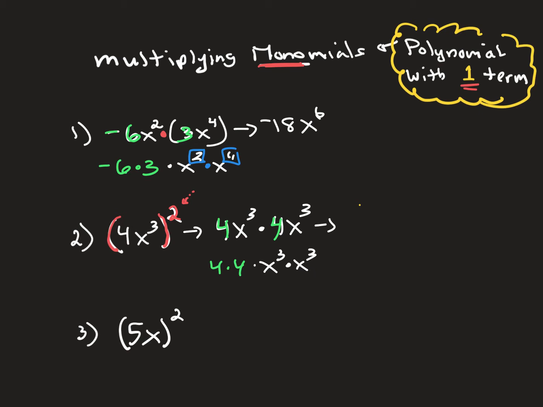And that is why our final answer is going to be 16x to the, and again, when you're multiplying exponentials, remember you add the exponents. So that's why this exponent is going to be x to the 6th power. So our final answer is 16x to the 6th power.